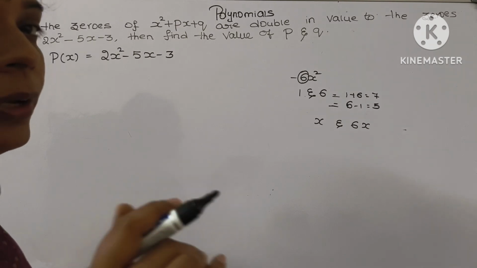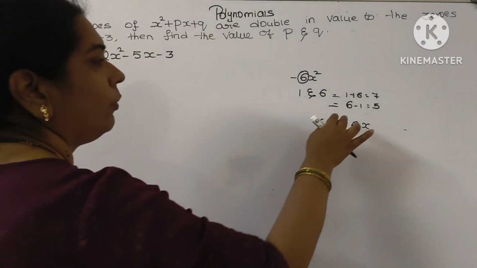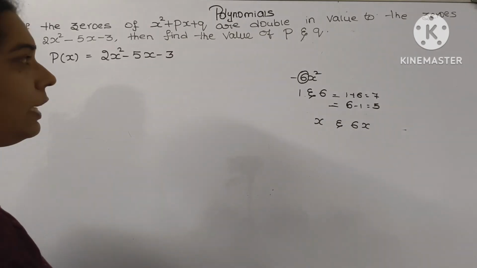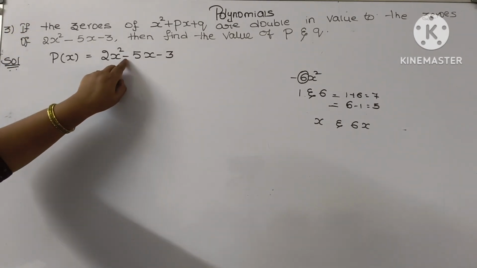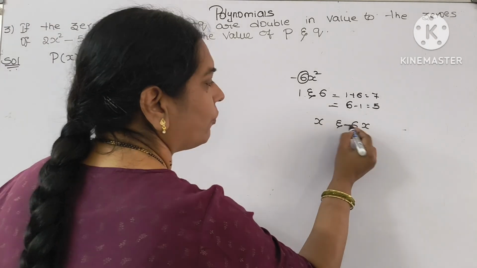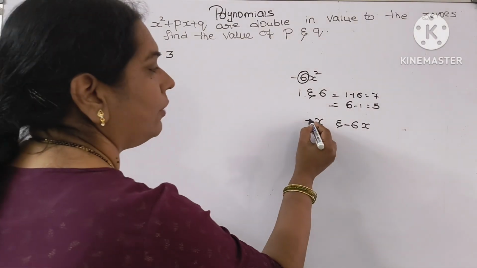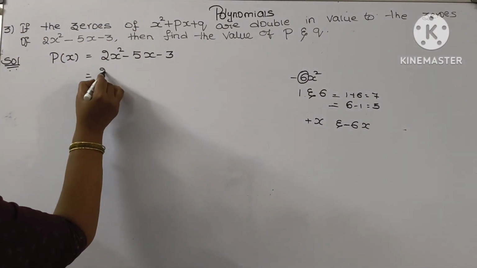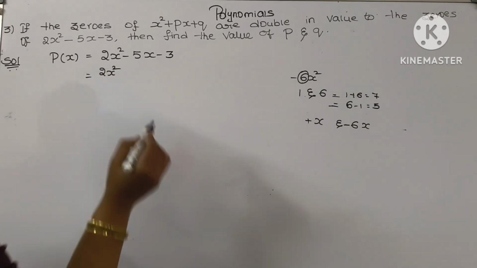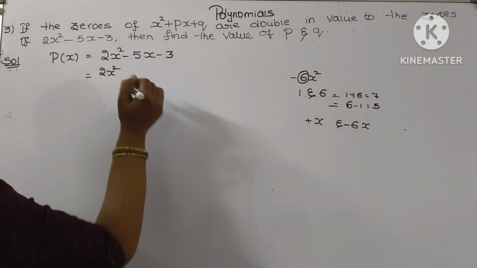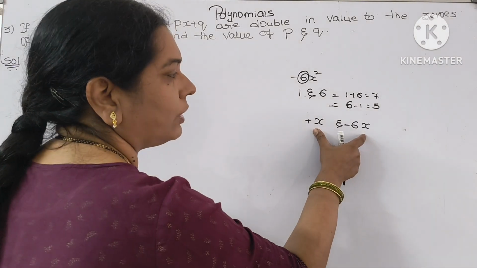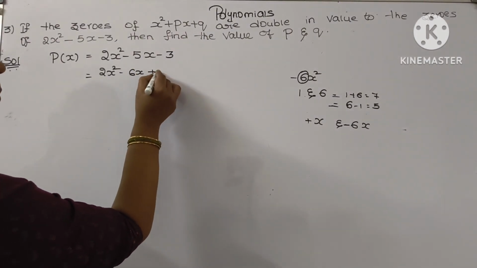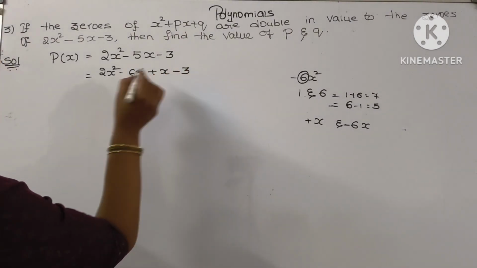Now we have to worry about the signs. What are we doing? We are subtracting to get the middle term. In such a case, the sign of the middle term will go to the biggest factor and the opposite sign will go to the small factor. So this can be written as 2x square. Instead of the middle term minus 5x, replace it with the factors. So I will write it as minus 6x plus x minus 3.